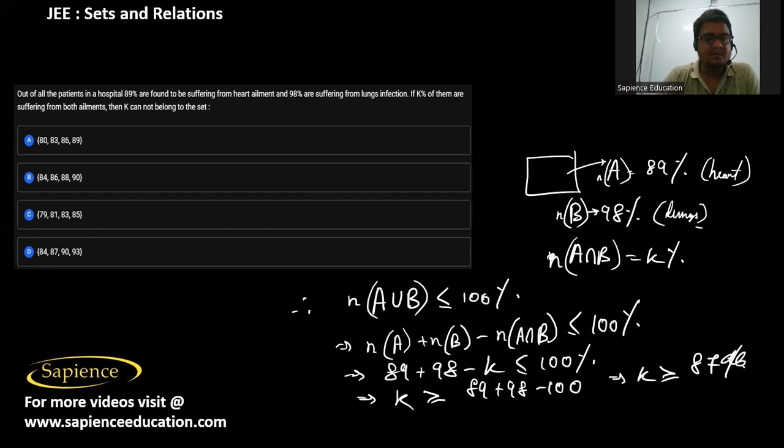So K should be more than or equal to 87. Here we have 89, so it can be the value of K. And here also 88, 90 is there, so it can be the value of K. But here there is no value of K which is more than 87. Here also 87, 90, 93 is there. So it means option C is the correct answer, since K cannot belong to this set, since K should be more than or equal to 87, and there is no such value in this set which is more than or equal to 87.